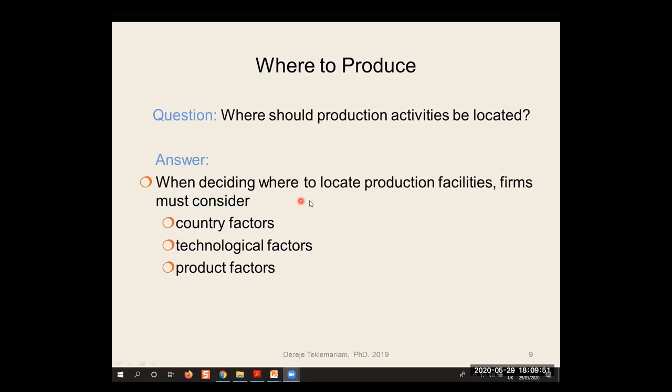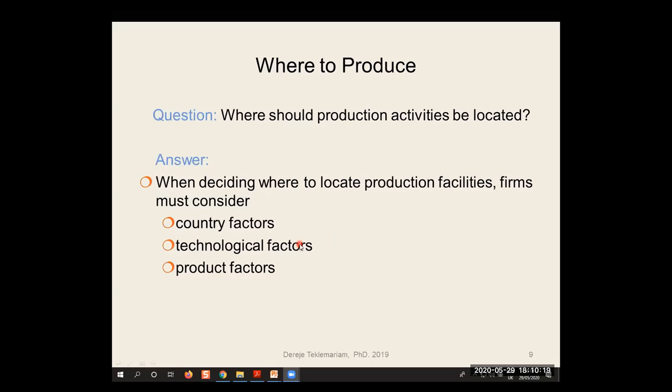There are some important country-related factors that should be considered: the country's macro-level policies, and incentives available for different producers within different countries. You can read that. The other thing is the technological factors.